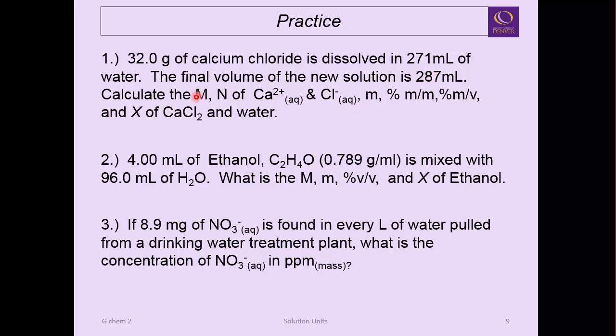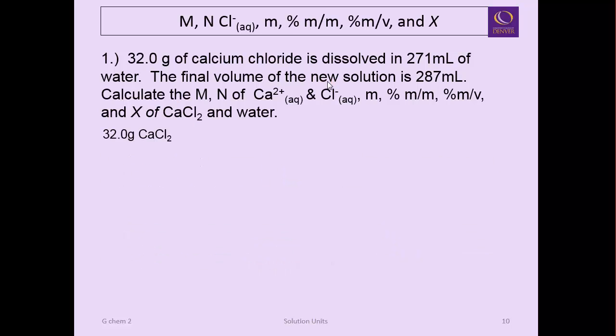But when you find molarity, normality, molality, percent mass per volume, and the mole fraction, let's see how we use these numbers to find all these different measures. So starting with the beginning, molarity, I have to know the moles divided by the liters. So the first thing I have to do is turn grams of calcium chloride into moles of calcium chloride. I use the molecular weight.